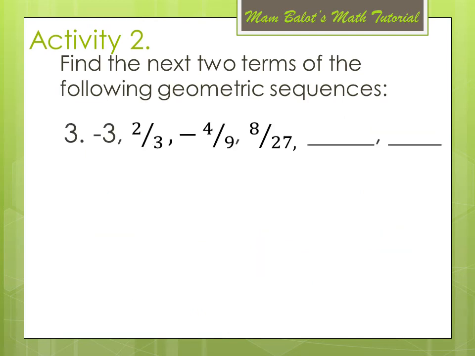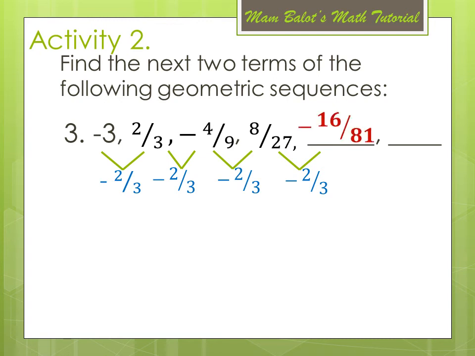Example number 3. We have -3, 2/3, -4 over 9, 8 over 27, blank and blank. So the ratio here is -2/3. So therefore, we need to multiply the term by -2/3 in order to get the next term. So multiplying 8 over 27 times -2/3, that is now equal to -16 over 81. Multiply another -2/3, and the next term would be 32 over 243.